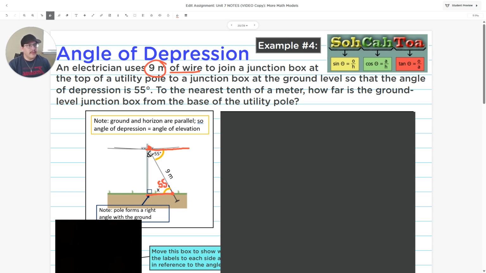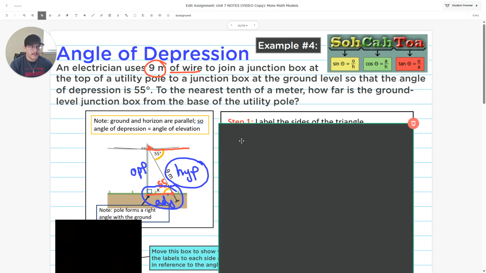Now, this pole, this line, and the ground make a right triangle. We know the line is 9 meters. We know this base, or this bottom right here, this x value is our missing value. So now that we've created our triangle with the 90-degree angle, our right triangle, let's label our sides. So in reference to this 55-degree angle, this is the hypotenuse, this is the adjacent, and then this is the opposite. Which ones do we care about? The hypotenuse and the adjacent for the missing value here.